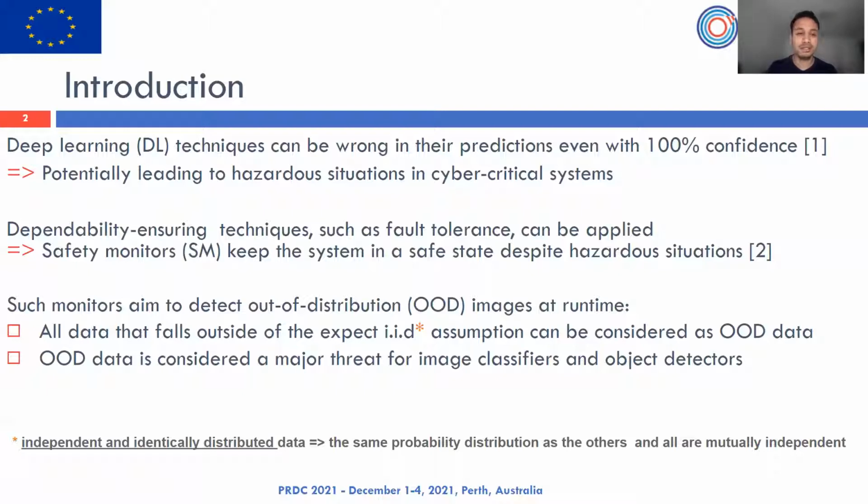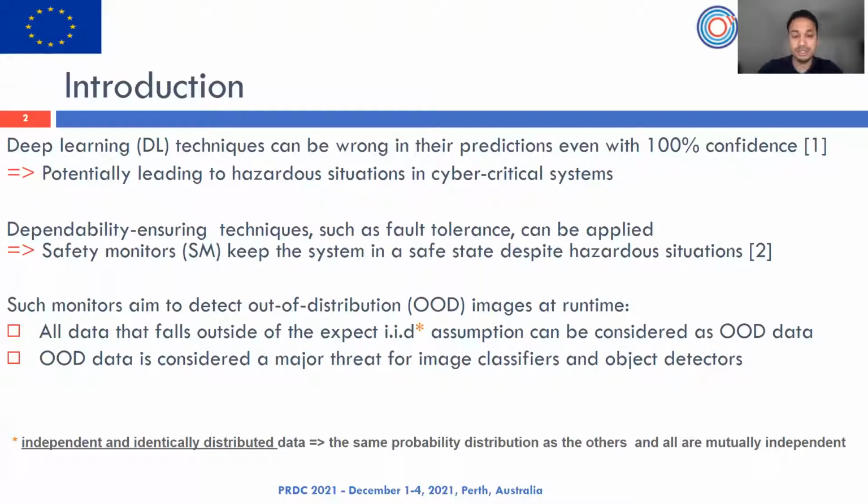And one of these techniques is called a safety monitor. It's like a redundant software that goes along with the system that you want to inspect at runtime, and it can give you some guarantees that the system will operate in a safe state despite hazardous situations like the error of the machine learning in this case.